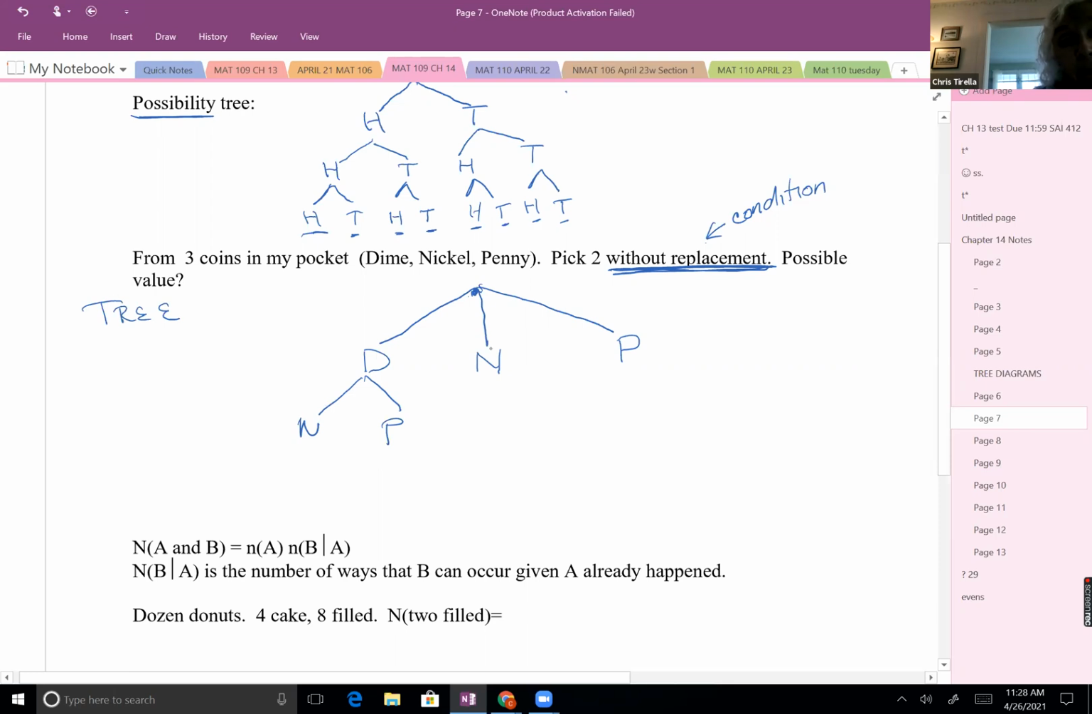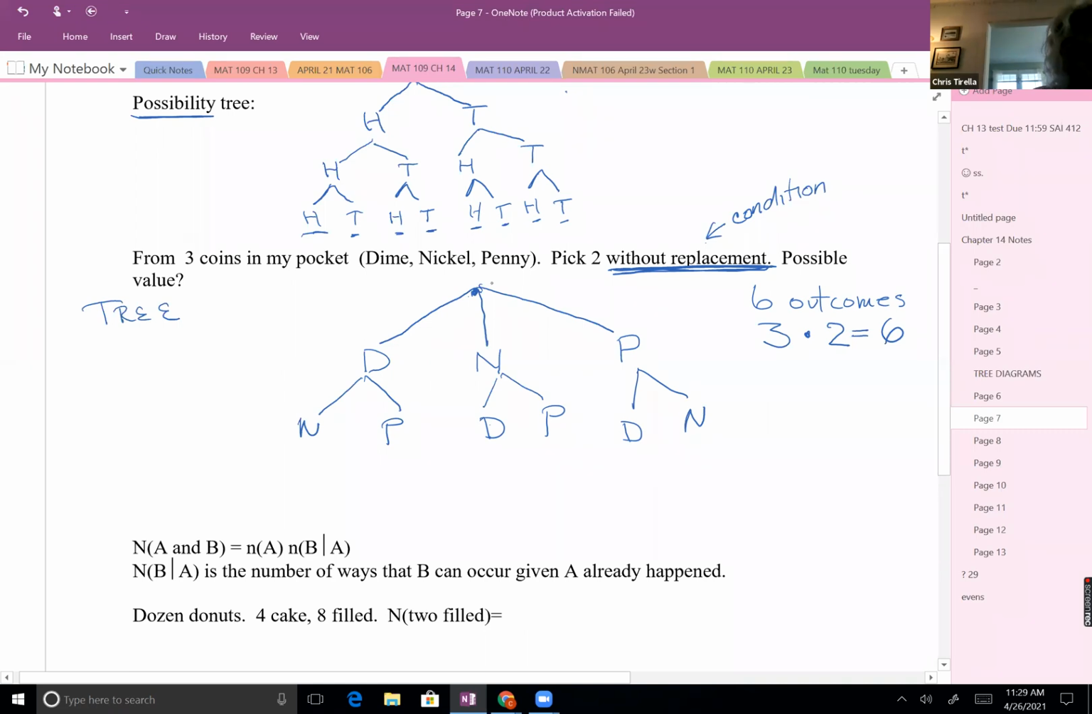As opposed to here, if the first coin is a nickel, the nickel's gone. The second coin can only be a dime or a penny. And if the first coin was a penny, the penny's gone. All I have left to pick from is the dime and the nickel. And so here, do you see that this time there are 6 outcomes? For the first coin, I had 3 possibilities. But for the second coin, I only have 2 possibilities because one of them is gone.